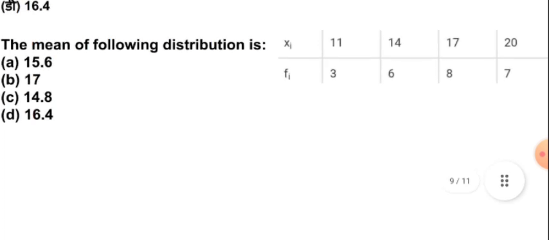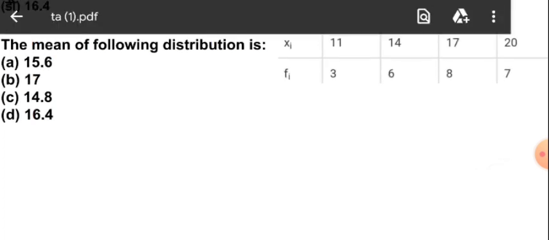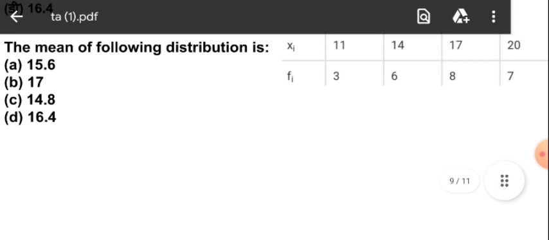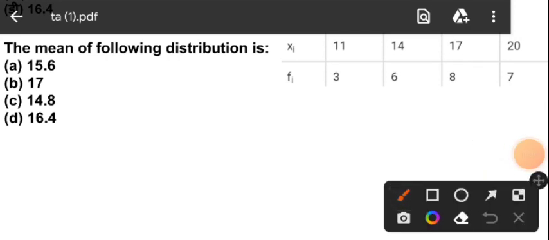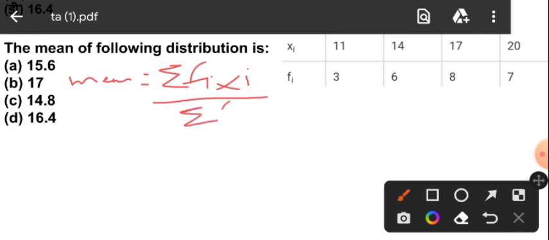Okay, so here it's asked: the mean of the following distribution is? So we know that mean is... sorry, it's my mistake. Let's first take the pen. Here mean is equal to sigma fi xi by sigma fi.